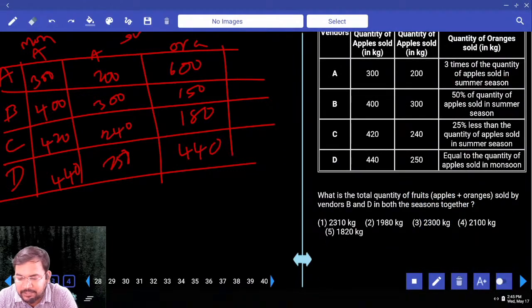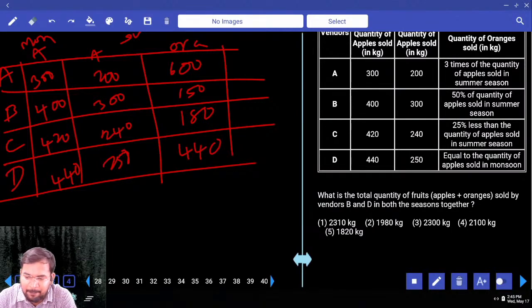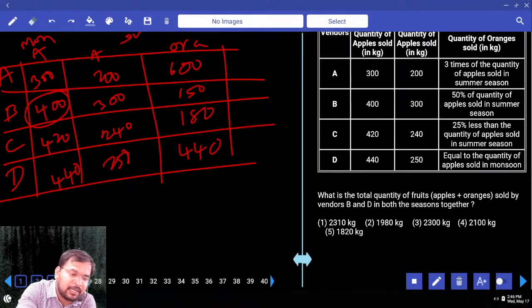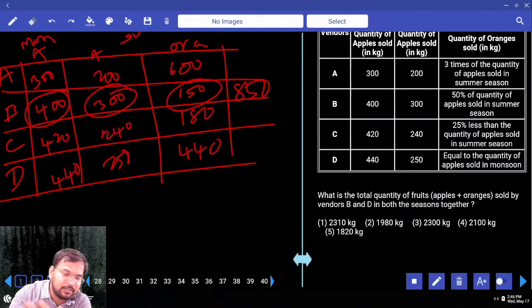First question. What is the total quantity of fruits, apples plus oranges, sold by vendors B and D in both the seasons together? Vendors B, D, apples, oranges, we need the total also. B, D, monsoon season, summer season, total. So tell me B total, na. B total, it is 850.